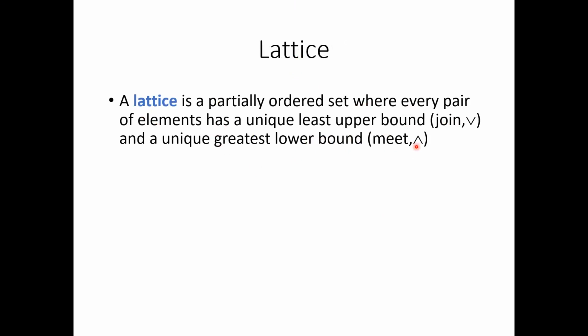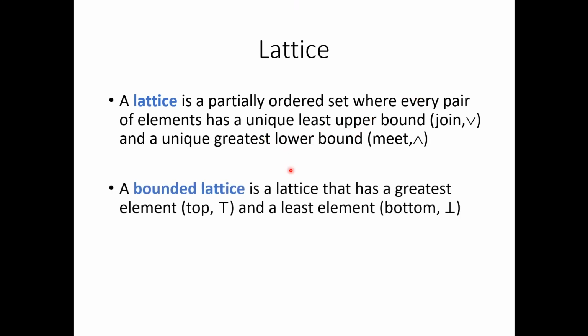Okay? So it's a partial order. People here know what a partial order is, but there's a special kind of partial order where for every pair, there's always a unique least upper bound and a unique greatest lower bound. A bounded lattice is a lattice that has a greatest element and a least element, and we refer to these as top and bottom. And why are lattices useful?